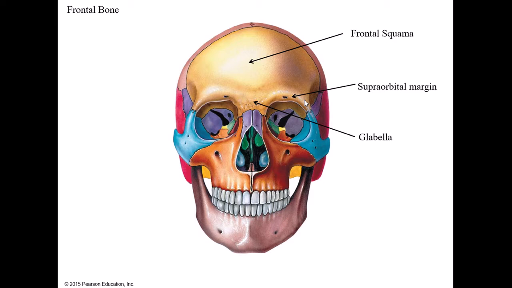There's a ridge of bone right under your eyebrow. If you kind of palpate your eyebrow area there, you'll feel a thickening. This is known as the supraorbital margin. Between the supraorbital margin, you'll feel kind of a raised area here. This is called the glabella.